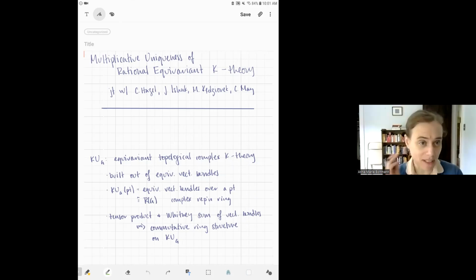As Hannah said, I'm going to talk about multiplicative uniqueness of rational equivariant K-theory. Let me start by saying this work is joint with Christy Hazel, Jocelyn Ishak, Magdalena Kedgerik, and Clover May.